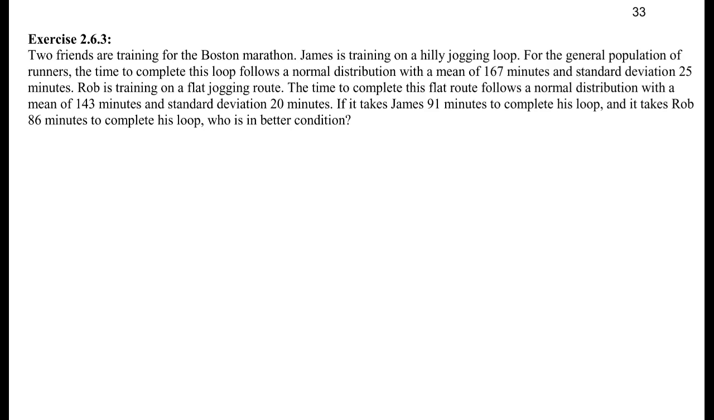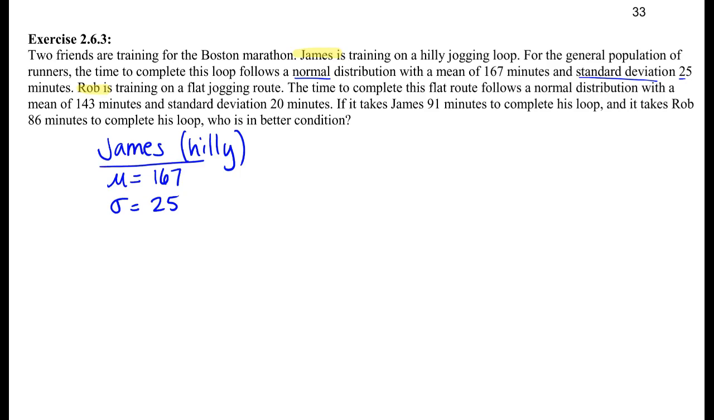So if you're ready to go on, you've done this on your own, you just want to double check with me. We have these 2 friends who are both training for Boston. We got James and we got Rob, and they're training on 2 different loops. So James, he's on a hilly route. And then they tell us for general population, the time to complete this loop follows a normal distribution with a mean, which I'll denote with my little mu, of 167 and a standard deviation of 25. So I'll put my sigma there.